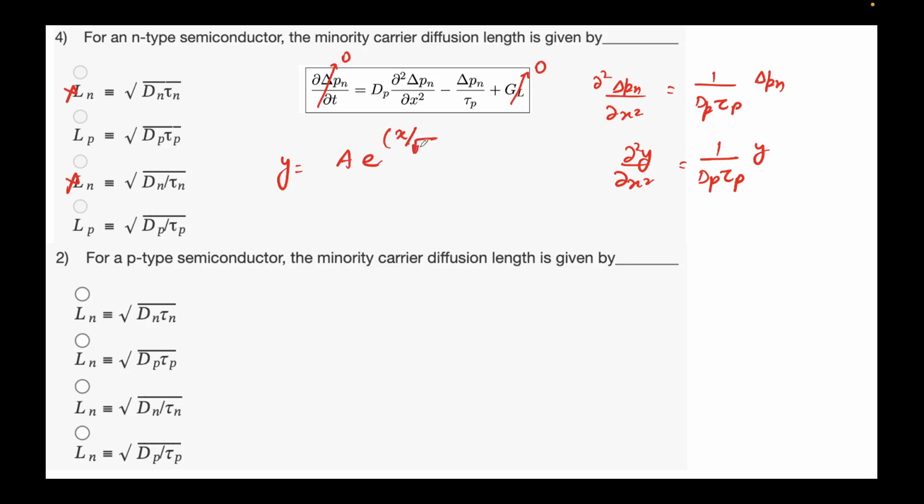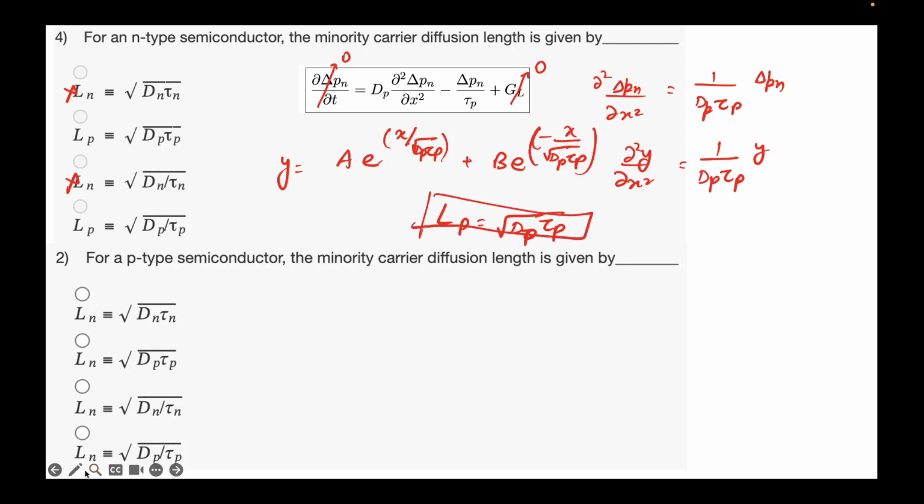x by Dp tau p plus b e to the power minus x by Dp tau p. So what we do is that, since this term you can see something of exponential, this has to be dimensionless. So the denominator that you see has to have the dimensions of length, and thus we can just define this term Lp as Dp tau p, which is our diffusion length.